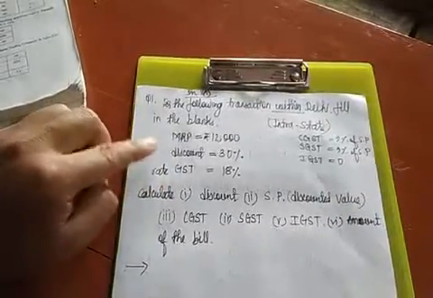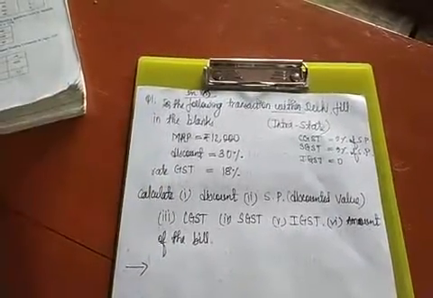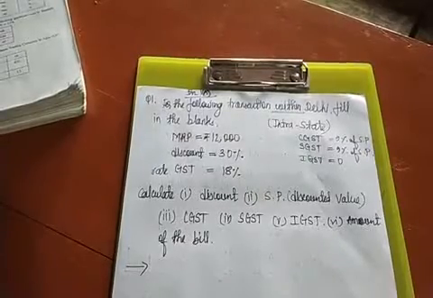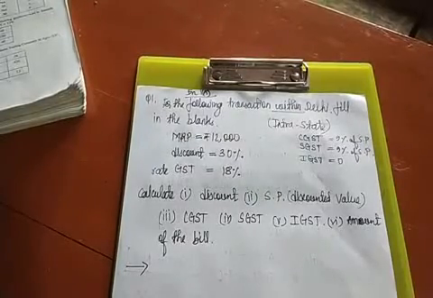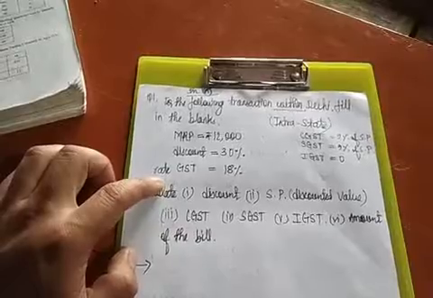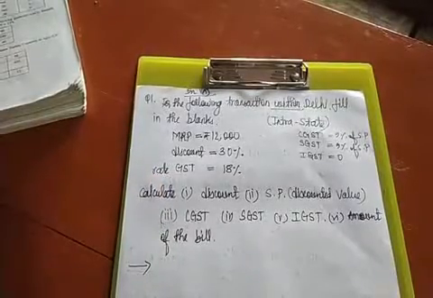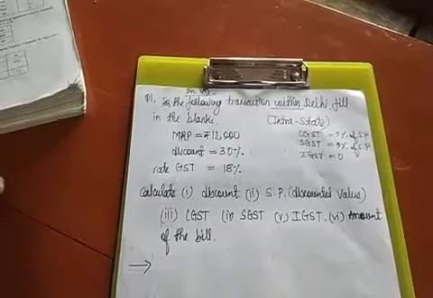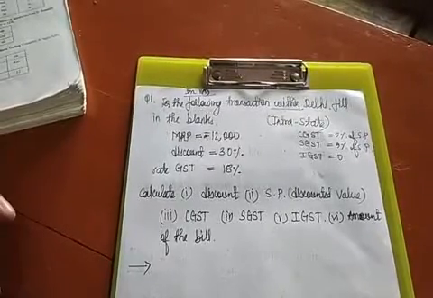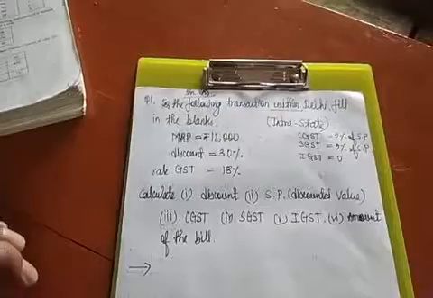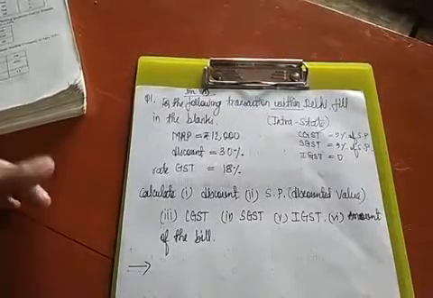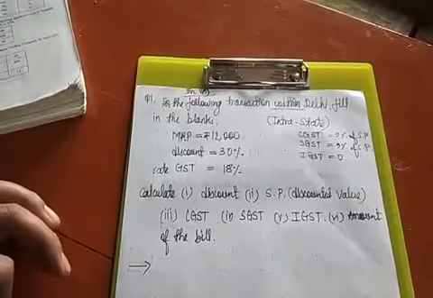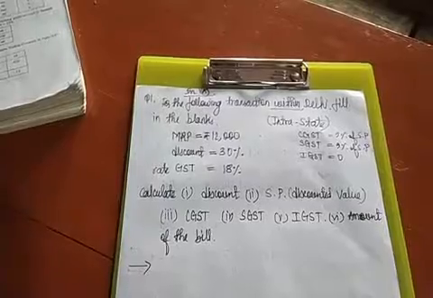Once again I'm repeating, for the following transaction within Delhi, fill in the blanks. Mark price is given to us, discount percentage is given to us, and rate of GST is given to us. Since the case is intrastate, CGST I have to calculate, SGST I have to calculate, but IGST will be directly 0, which I don't have to calculate. CGST will be 9% of selling price, and SGST will also be 9% of the selling price. Selling price we need to also calculate.